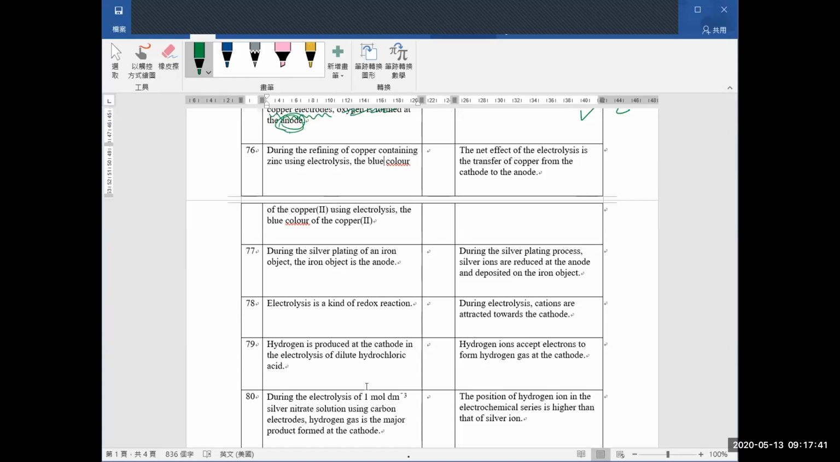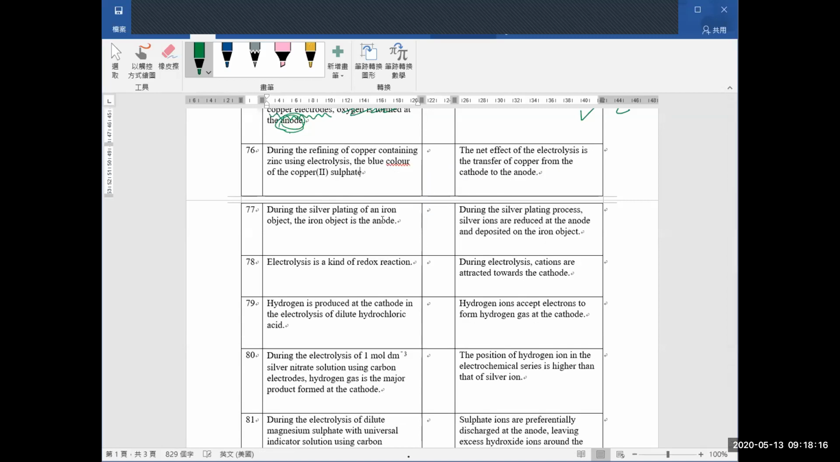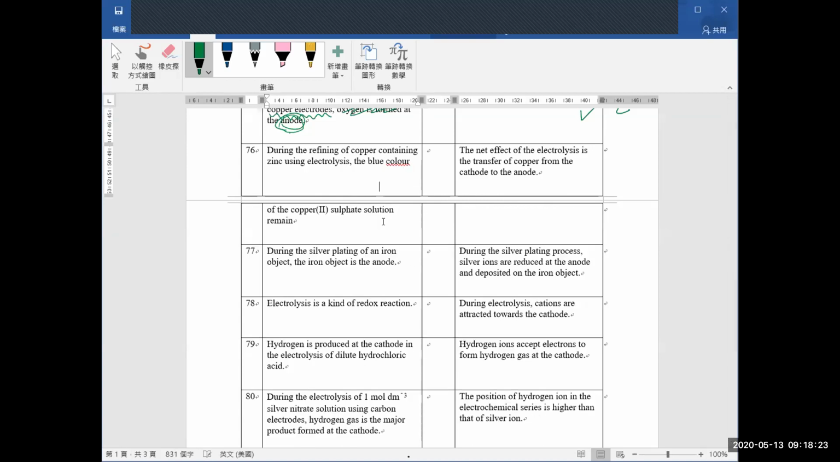During the refinery of copper containing zinc using electrolysis, the blue color of... what is that? Wow, very, very strange, that sentence. Let me change it a little bit. The blue color of the copper(II) sulfate solution remains unchanged in intensity.